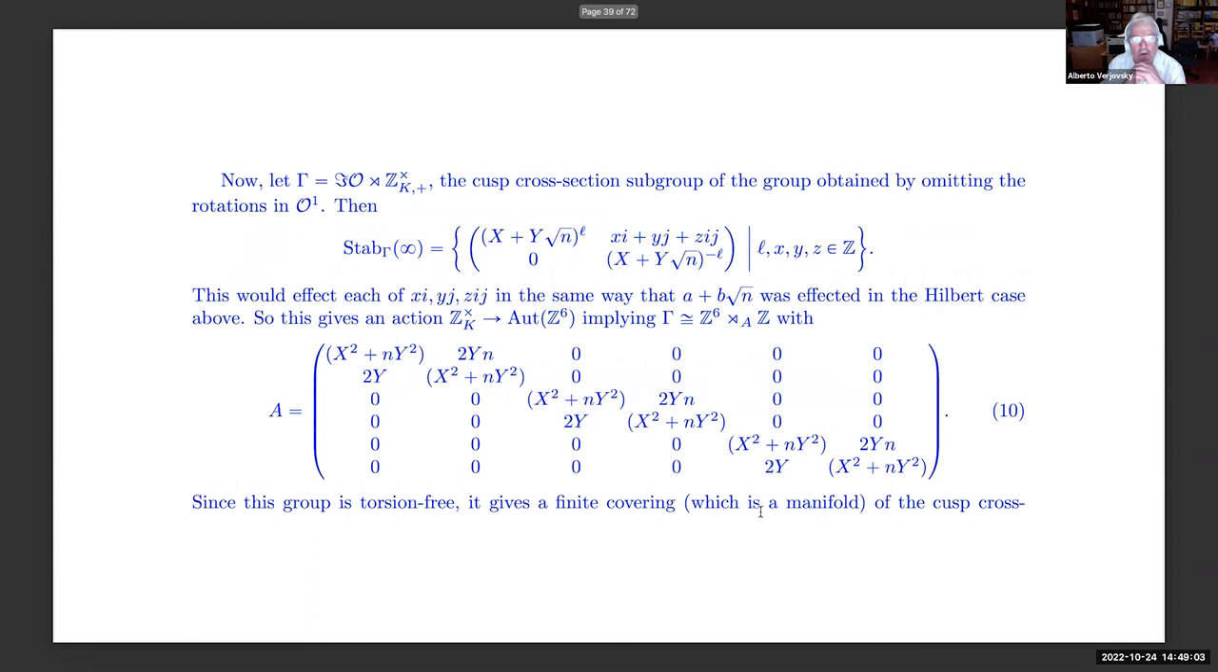Doing the arithmetic, consider this matrix. This matrix A is a 6x6 matrix with entries in a ring of integers. And it acts on R6, preserving the lattice. And therefore, we can think of this matrix A as a linear automorphism of a six-dimensional torus. If you take the mapping torus of this A, you have a manifold of dimension 7 that fibers over the circle, with fiber a six-dimensional torus, and this is the cross section of the cusp.